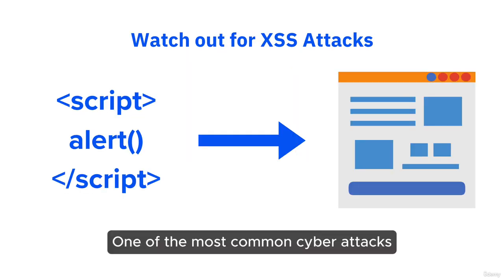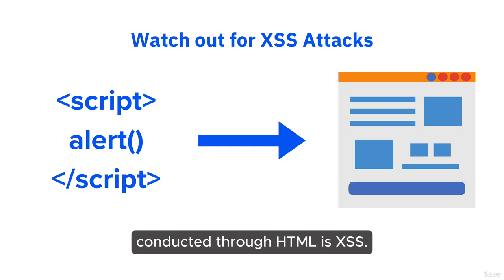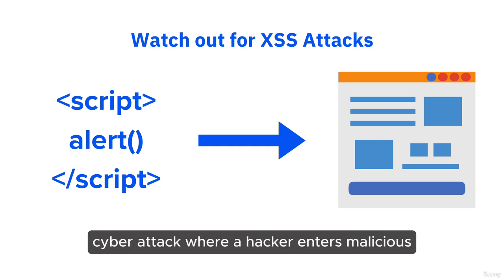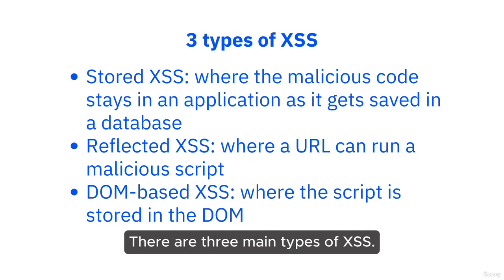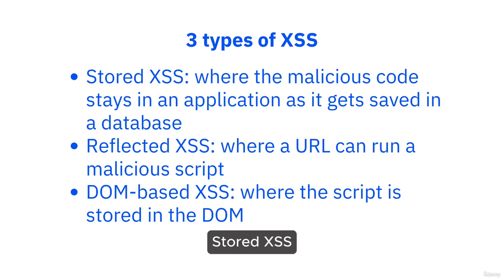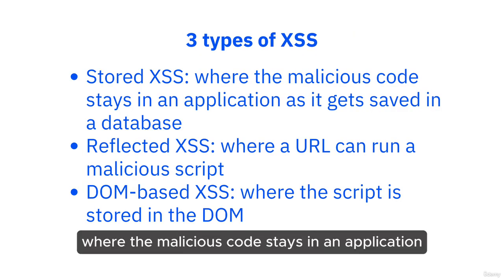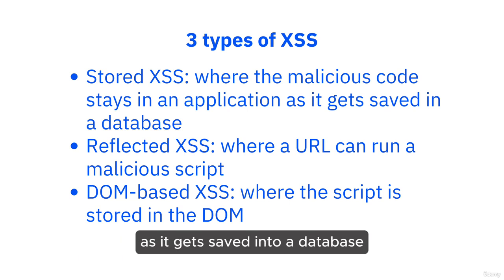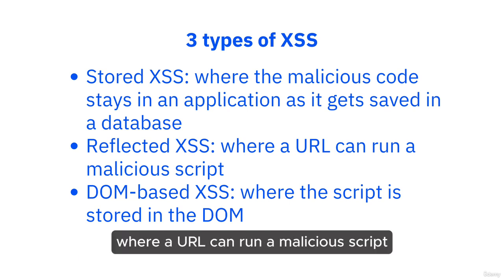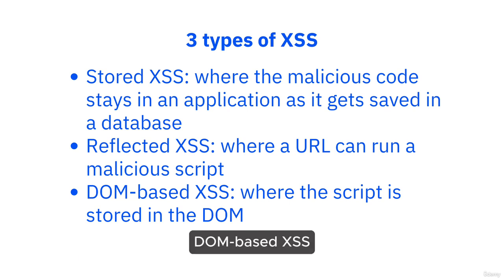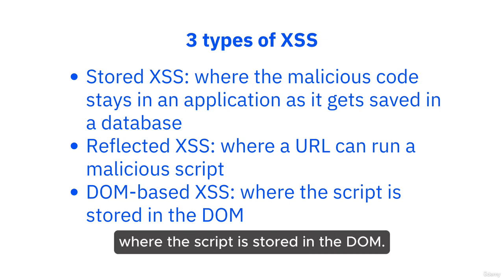One of the most common cyber attacks conducted through HTML is cross-site scripting. Cross-site scripting is a type of cyber attack where a hacker enters malicious JavaScript into a web page. There are three main types of cross-site scripting. Stored cross-site scripting, where the malicious code stays in an application as it gets saved into a database. Reflected cross-site scripting, where a URL can run a malicious script. And DOM-based cross-site scripting, where the script is stored in the DOM.